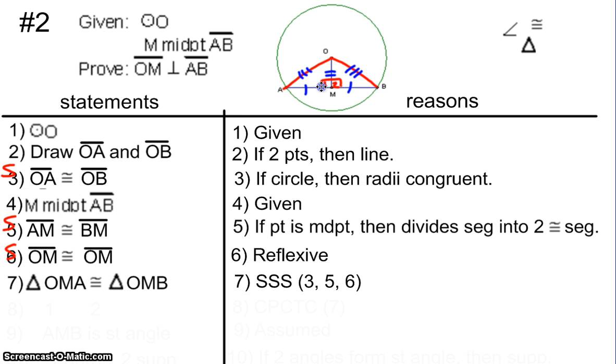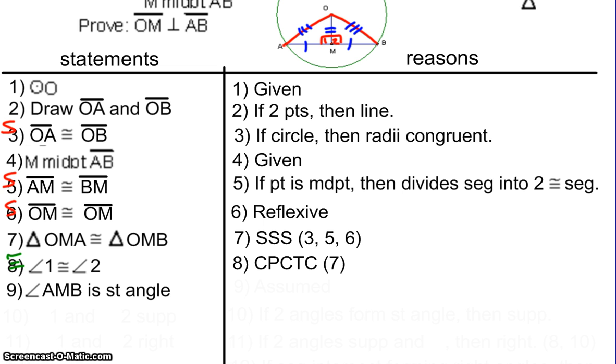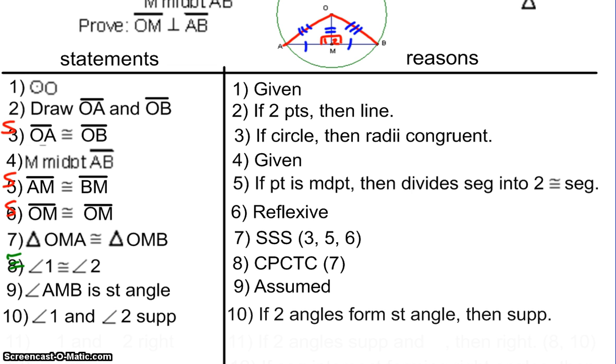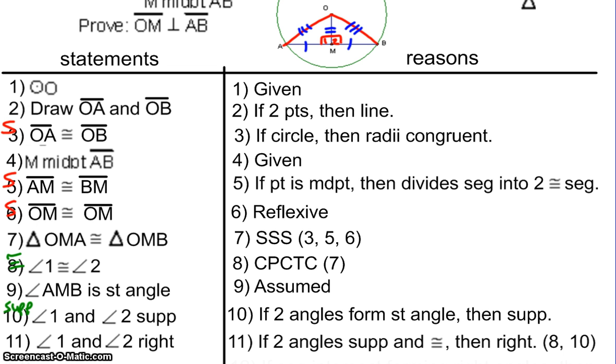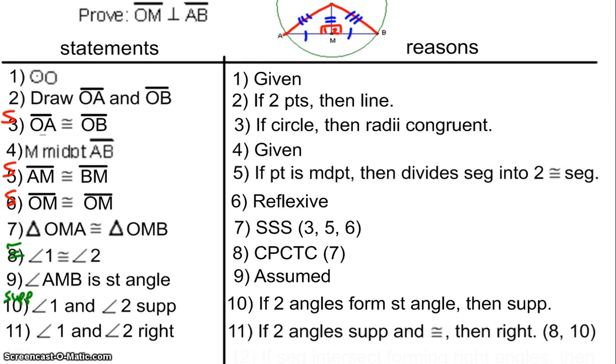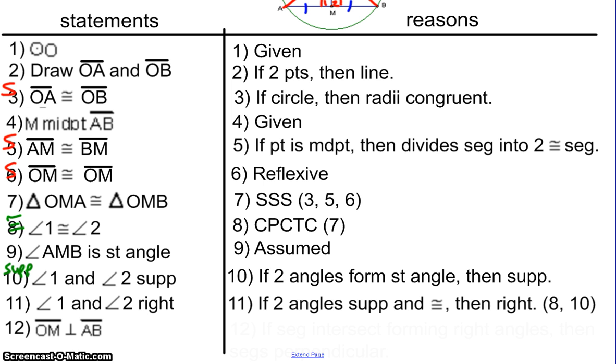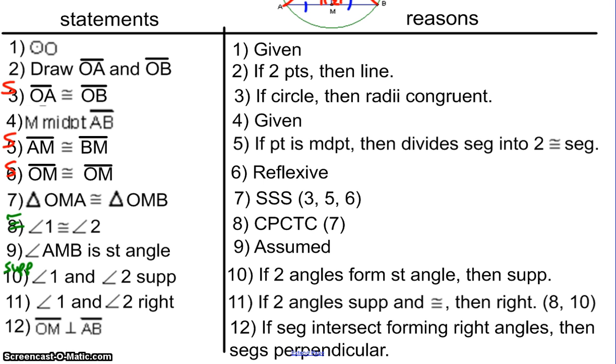And now going back to what this lesson is about. We want to prove perpendicular, which means we want to prove right. And in order to prove right, we need to first say congruent. In this case, they're congruent by CPCTC. So that gives us our congruent step. And then we also need to say that they are supplementary. So now we need to go back into our diagram and say that angle AMB is a straight angle. And angles 1 and 2 form that straight angle, so we can say that those two angles are supplementary. That gives us our supplementary step. Now that the angles are congruent and supplementary, we can say that they are right. That was our new step. And then we already know that if two segments intersect forming right angles, then they are perpendicular.